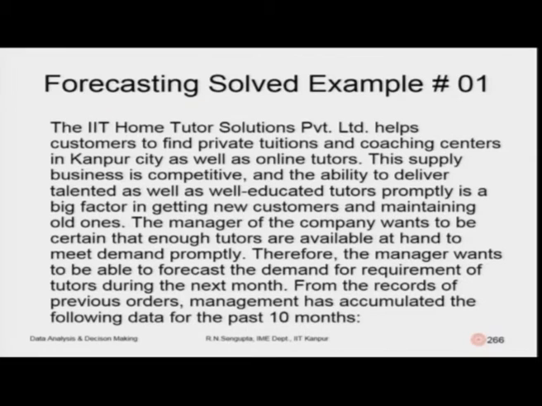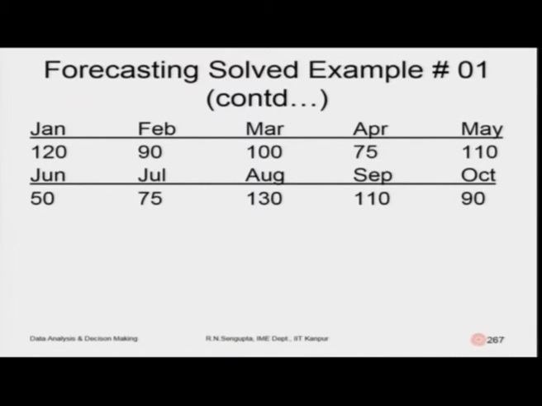Tutors may be for English, physics, maths, chemistry, whatever it is. Therefore, the owner wants to be able to forecast the demand for tutors during the next month or in the coming future. From the records of previous orders, the manager has accumulated the following data for the past 10 months. Starting from January to October, the numbers are 120, 90, 100, 75, 110, 50, 75, 130, 110 and 90.